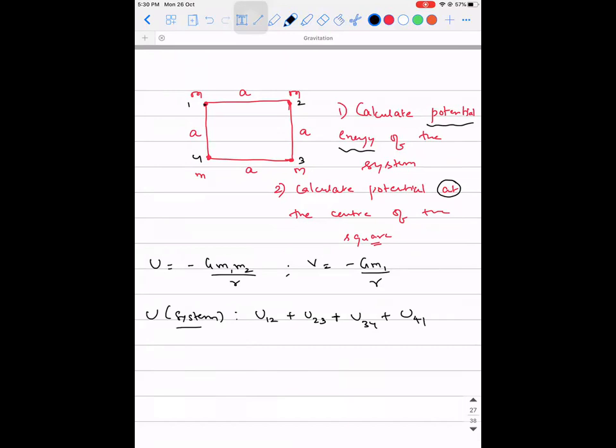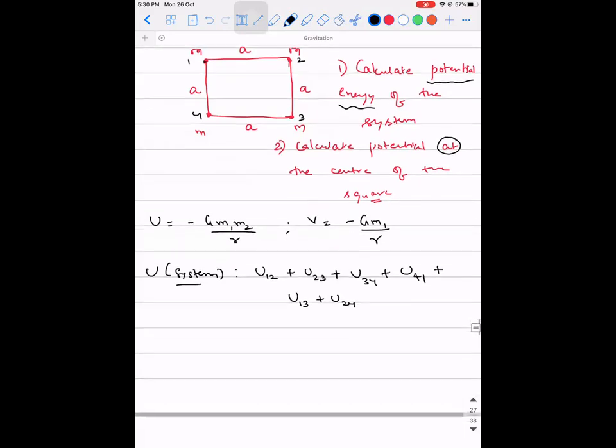Can't we have between 2 and 4 and 1 and 3? That's what I was expecting. You can. So you'll calculate it between 1 and 3 and 2 and 4 also. So whenever you have masses separated by distance, if you have not used them in the expression, we can do it. So how many terms are there? There are 6 terms in the expression. But how many masses are there? There are only 4 masses.